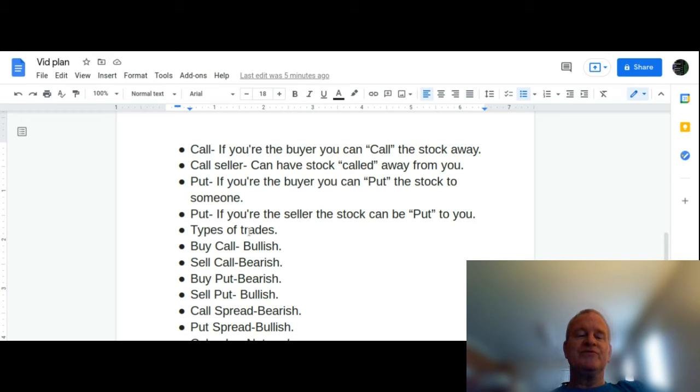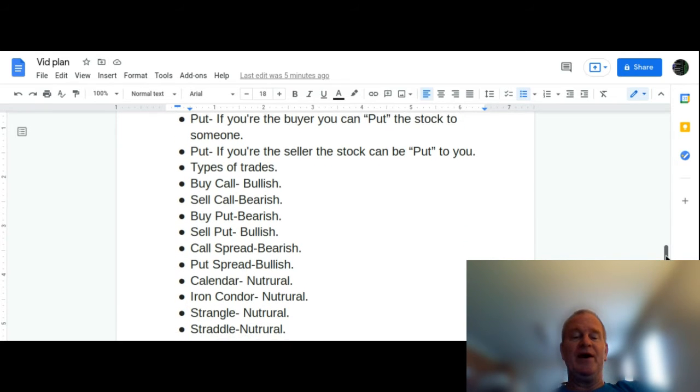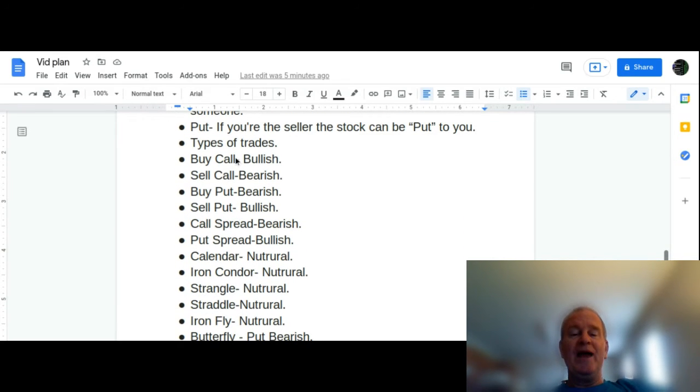Okay, types of trades. I'm going to talk a little bit about the type of trade it is when you make a certain trade. If you buy a call, that's bullish. You're buying the $50 call when the stock's at 47, so you want it to go up. When it goes up, your calls become worth more money, so that's a bullish bet. You're saying, I believe the stock's going up, so I'm going to buy a call.